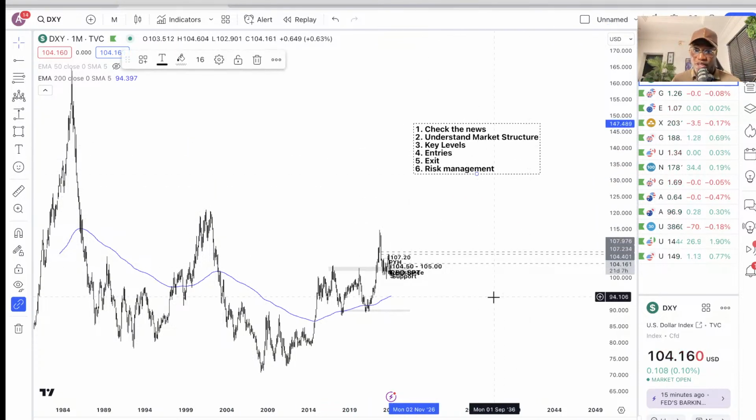But the sixth step, risk management, that's where your risk to reward comes in, identifying how much you want to risk on the trade and how much you want to profit from the trade. Your lot size, how many lots you want to use, your stop loss level, how many pips you want to risk for your stop loss.